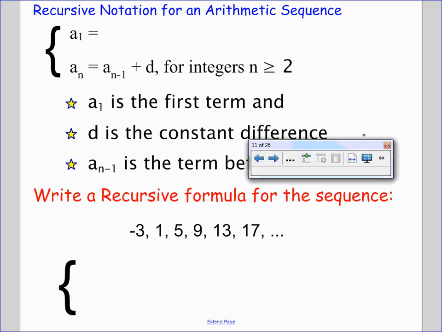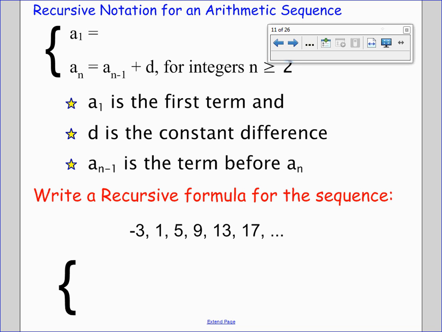Let's go ahead and consider that sequence we just looked at. -3, 1, 5, 9, 13. Do I know the first term? Yes, so I'll tell the reader the first term. The value of the first term will be what? Ben C?